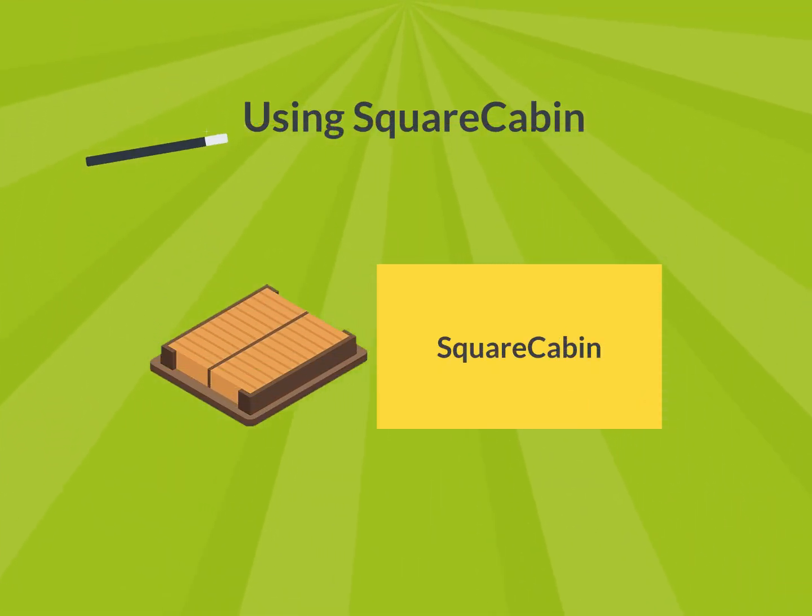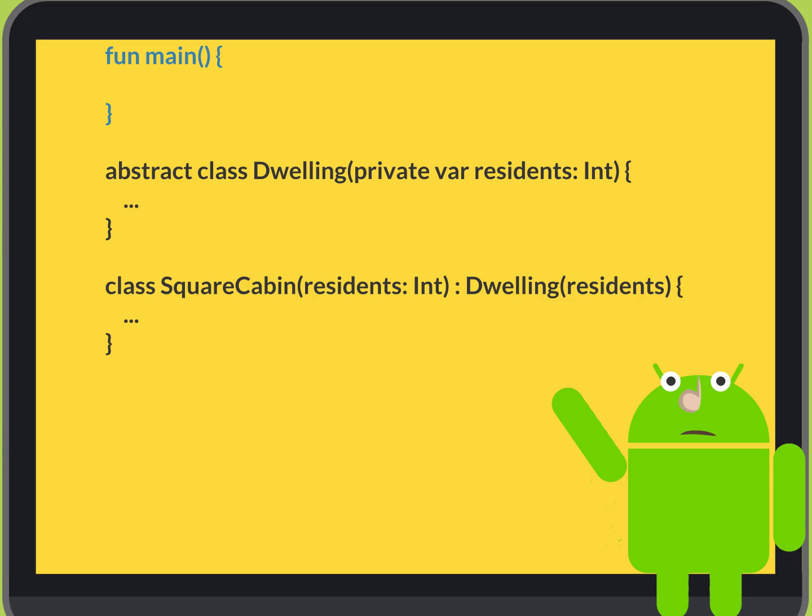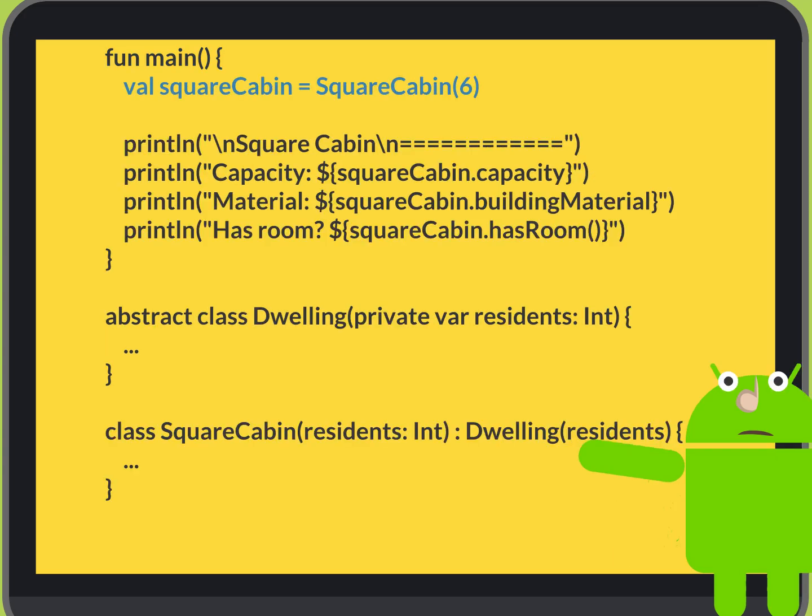Using SquareCabin. 1. Insert an empty main function before the Dwelling and SquareCabin class definitions. 2. In the main function, create a SquareCabin instance named squareCabin with 6 guests. Add print statements for the capacity, the buildingMaterial and the hasRoom function.